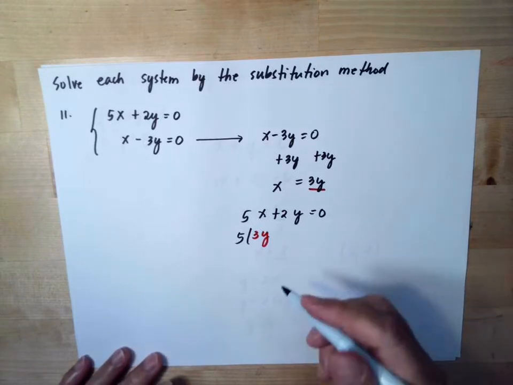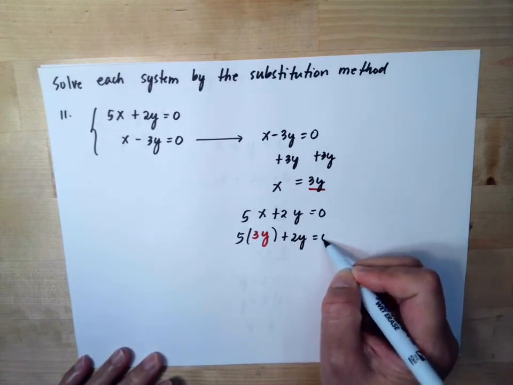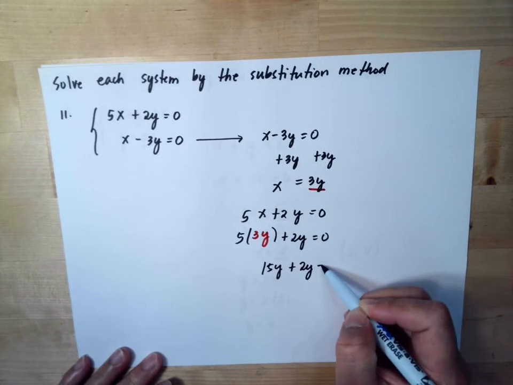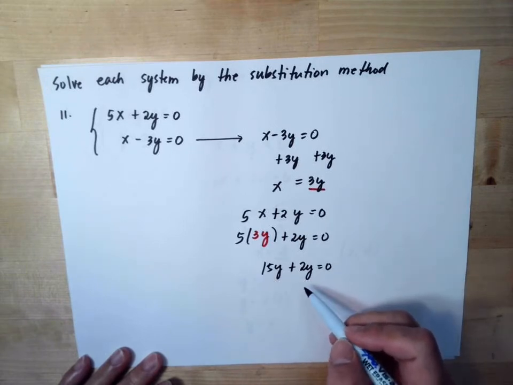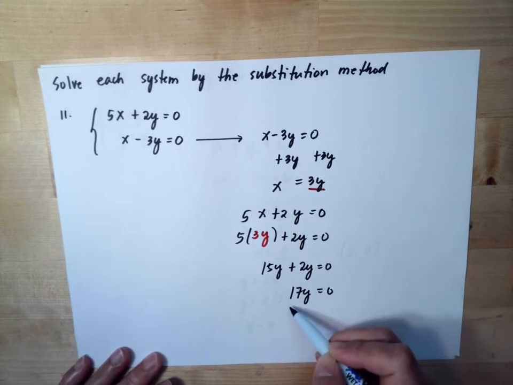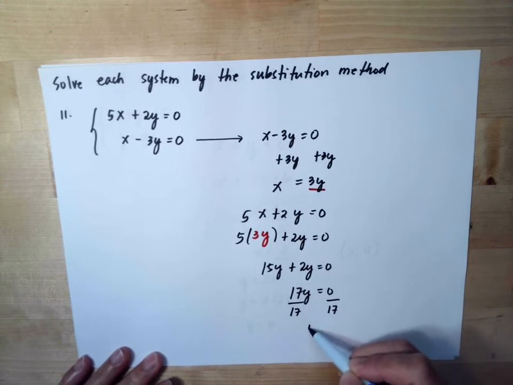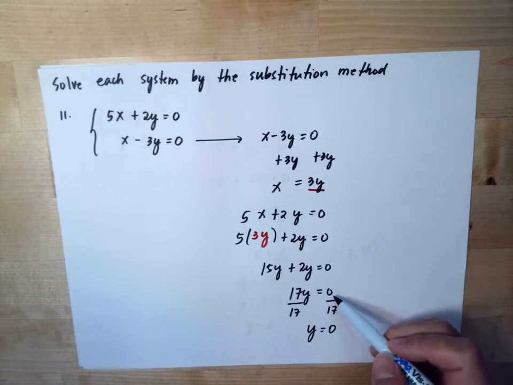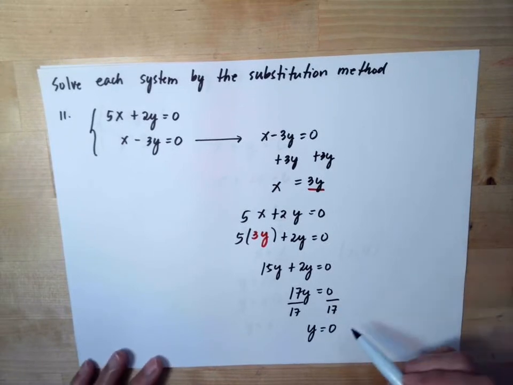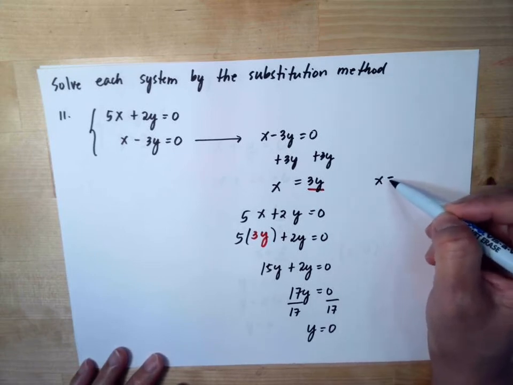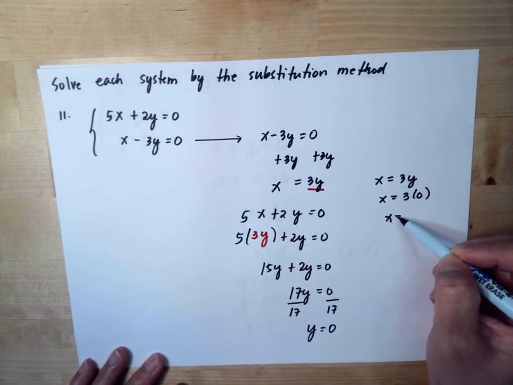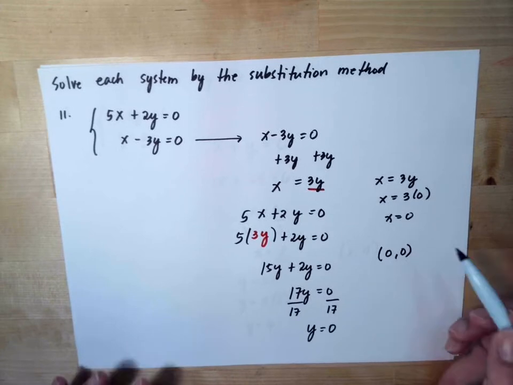Then plus 2y is equal to 0. So 5 multiplied by 3 is 15y. Plus 2y is equal to 0. So 15y plus 2y will be 17y is equal to 0. Divide by 17 both sides, so we have y is equal to 0. So if the numerator is 0, then you can say the answer is 0, because how many 17 you get from 0 is nothing. So then you substitute this in your x is equal to 3y. So substitute the 0, so we have x is equal to 0. So the solution is 0, 0 for this problem.